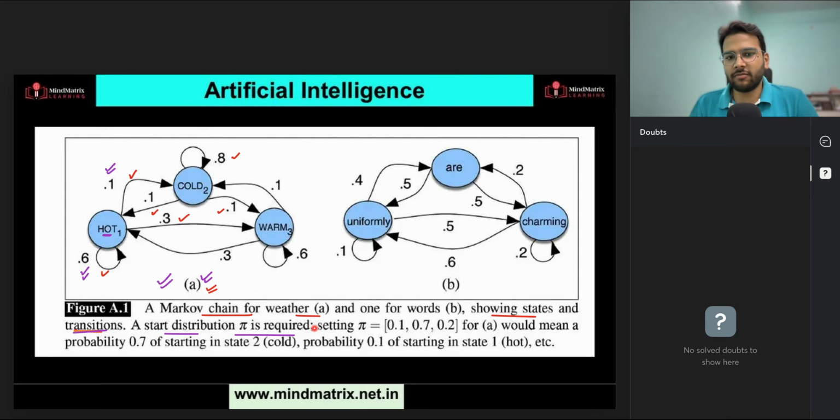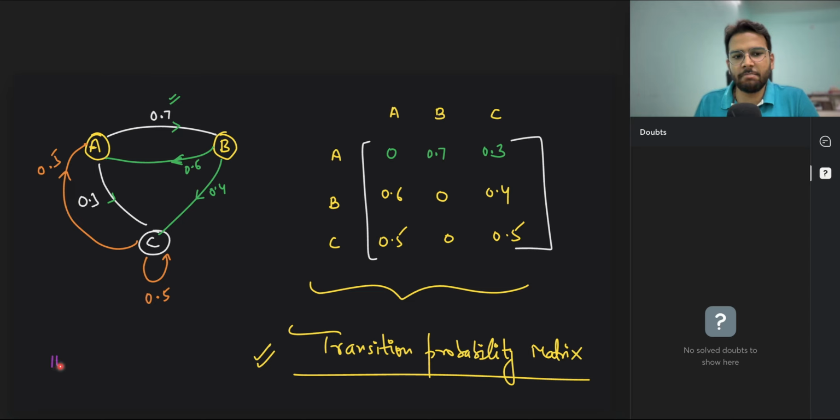This pi, when I'm writing let's say pi of 0, is a vector, and it indicates the probability that you are starting from a given state, or in other words, the initial probability distribution. For example, let's say if I start from C, what will be the initial distribution? It is going to be 0, 0, 1.